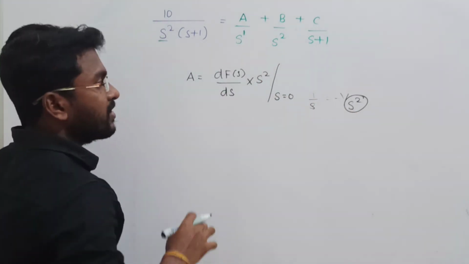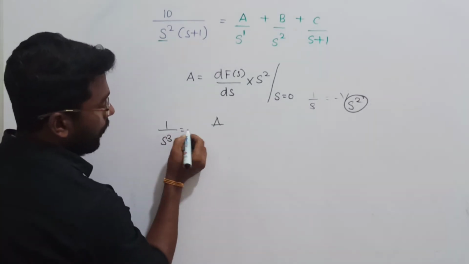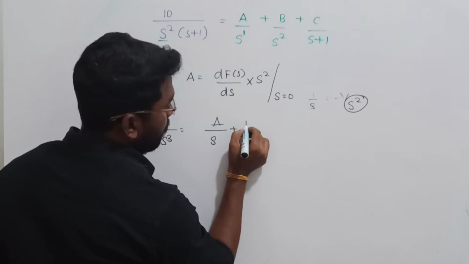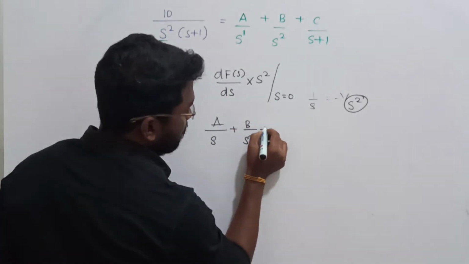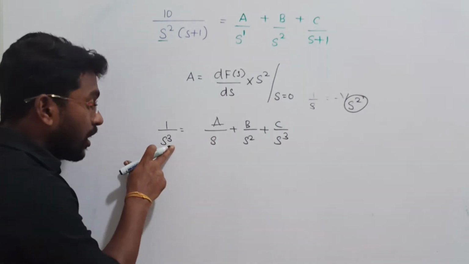Are you getting me? Suppose I have 1 by s cube. Then we write it as a by s plus b by s square plus c upon s cube. Correct? In such a case, the actual order is s cube.